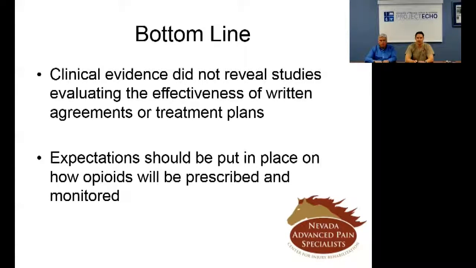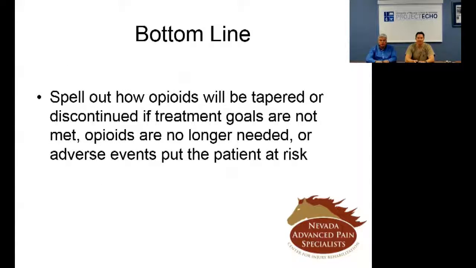And I find that a lot of times patient satisfaction usually will be determined by what was put in place from the get-go. A lot of times, if patients felt blindsided, they're unhappy. Yeah. And basically, they want you to spell out that opioids will be tapered or discontinued if treatment goals are not met, if opiates are no longer needed, or if adverse events put the patient at risk.